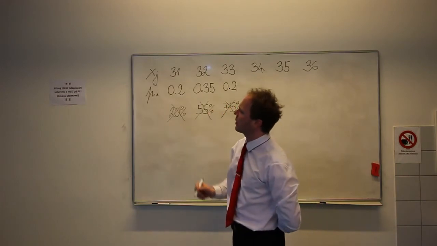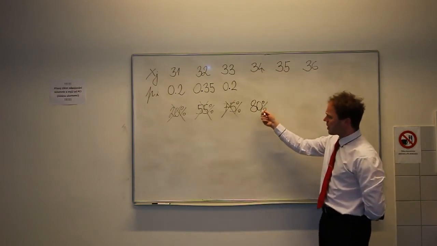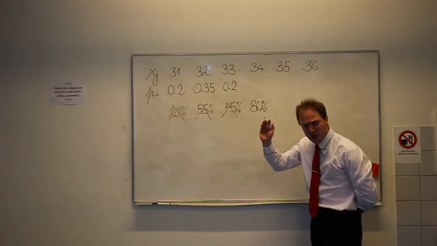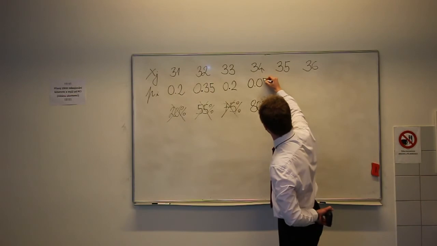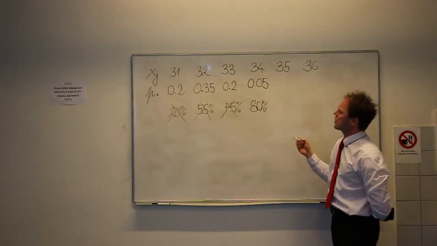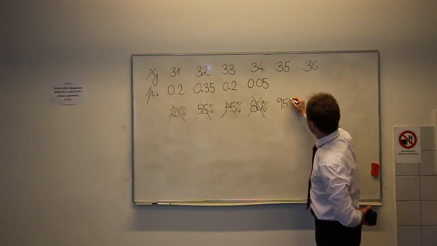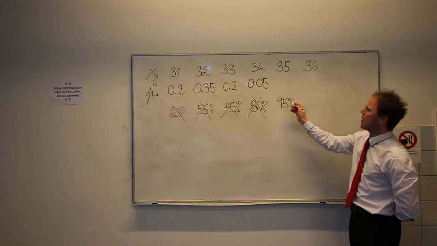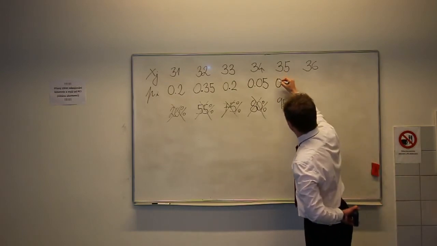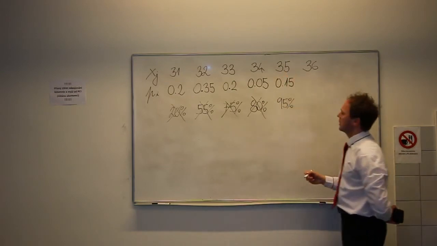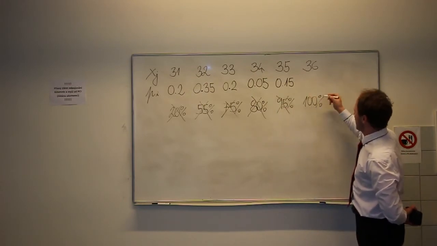Another cumulative frequency, 80%. So the difference, 80 minus 75, is 5%. And remember, the relative expression of 5% is 0.05. Okay, we can continue. 95 is here, so again we must decumulate this. 95 minus 80 is 15, and 15% is 0.15. And finally, 100% here.